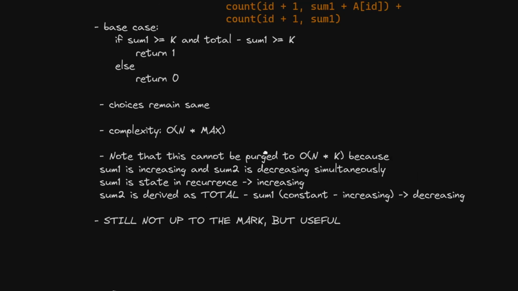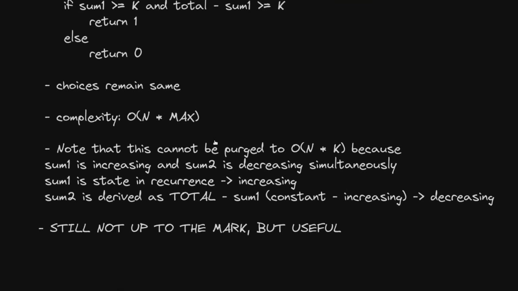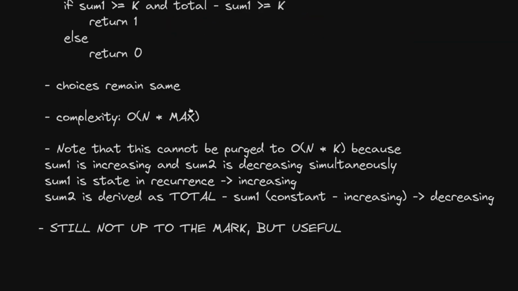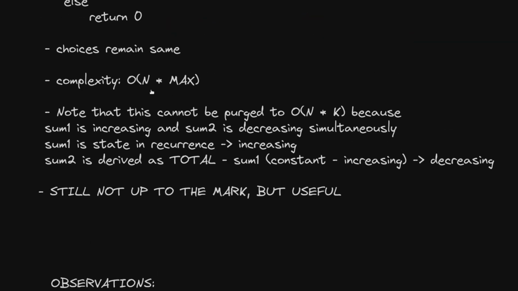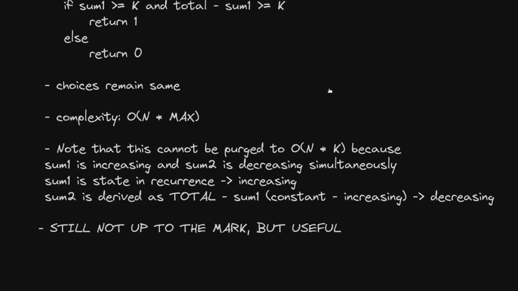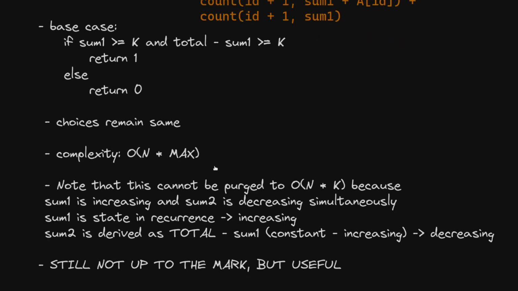And there is a caveat here. You must be assuming that we reduced n times max square to n times k square in the first approach, but why can't we do it here? Why can't this simply be n times k? This is because sum1 is an increasing value as we go from left to right. So as we can see, the positive values are getting added here, and sum2 is constant.